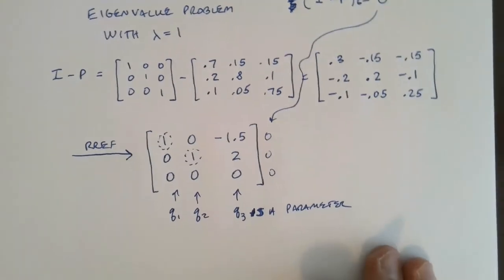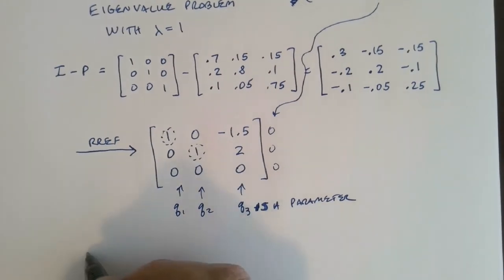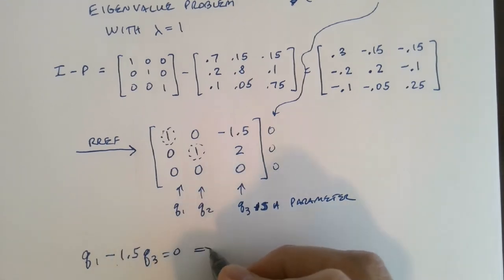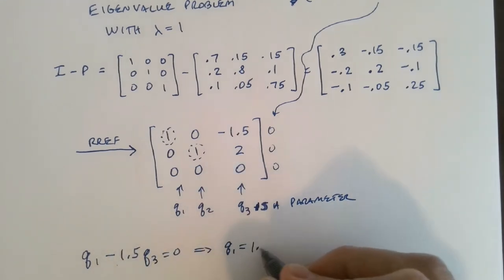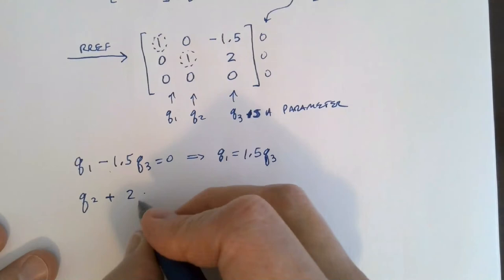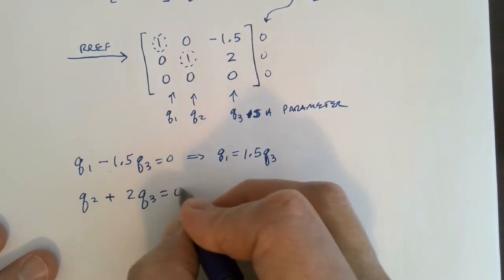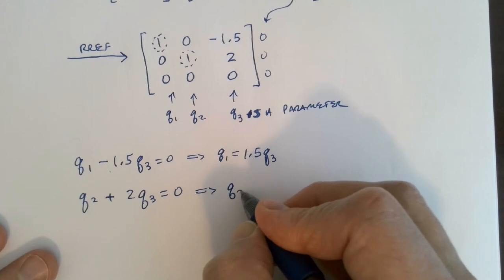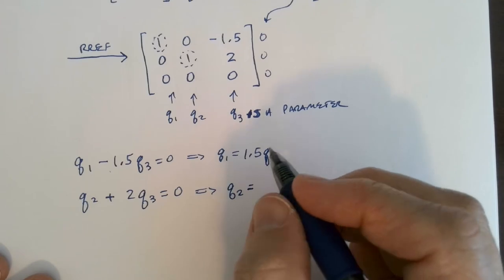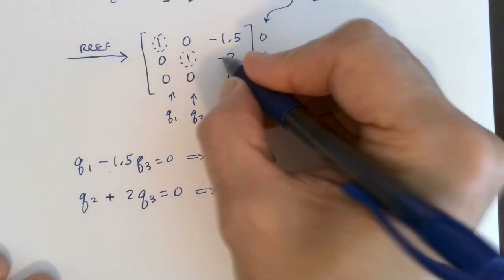Okay, so notice I've got Q sub 1 minus 1.5 Q sub 3 equals 0. And so I know Q sub 1 is going to be 1.5 times Q sub 3. Q sub 2 plus 2 Q sub 3 is equal to 0 as well, and so Q sub 2 should be negative.